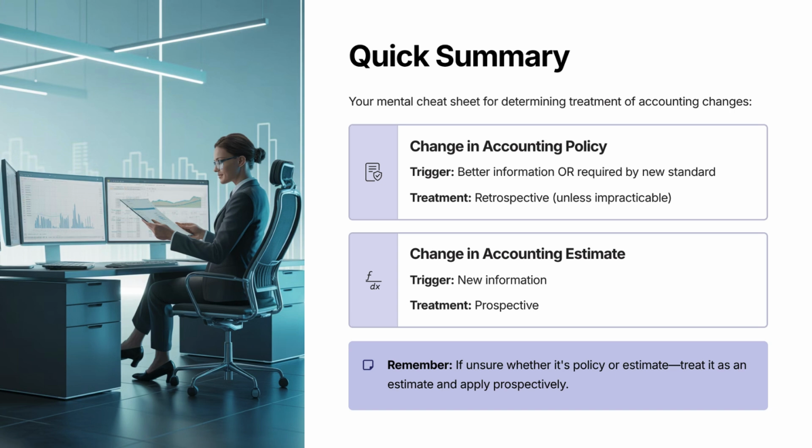All right, now to bring everything together. At this point, we've seen examples, journal entries, and the logic, but it's always helpful to end with a clean summary so you can instantly recall the rule in practice and for exam situations. Think of this section like your mental cheat sheet. If you ever feel unsure whether a change is prospective or retrospective, or whether it's a policy or estimate, this table settles it. So your decision pathway is simple. New information, change in estimate, prospective. Better reporting approach or new standard. Change in policy, retrospective, unless you literally can't apply it.